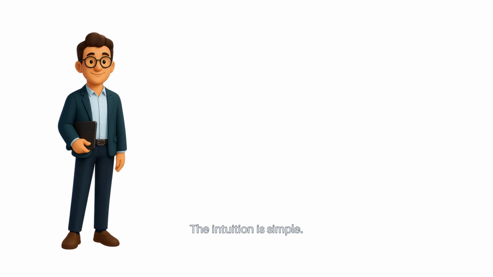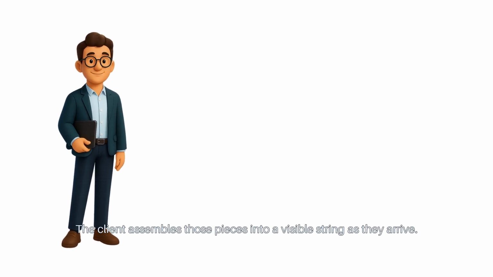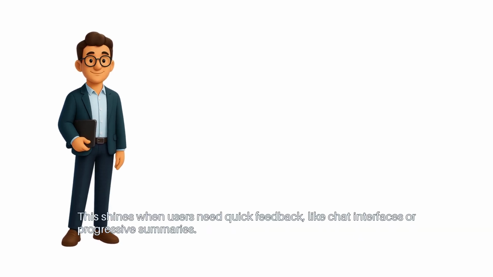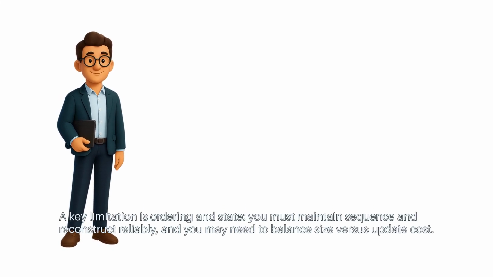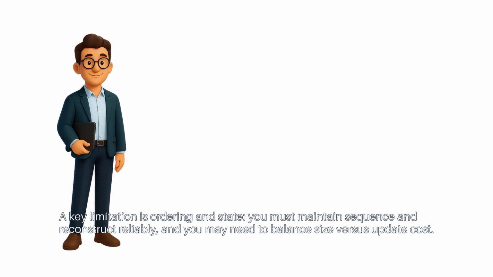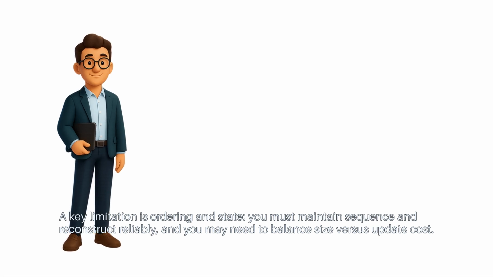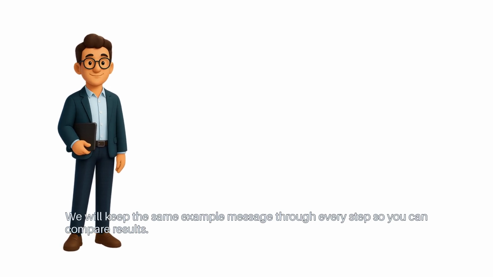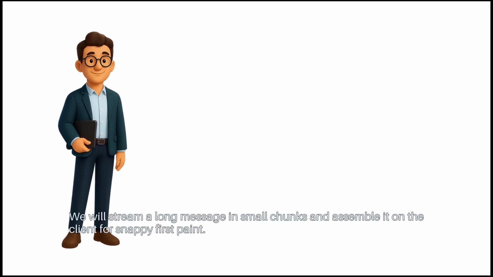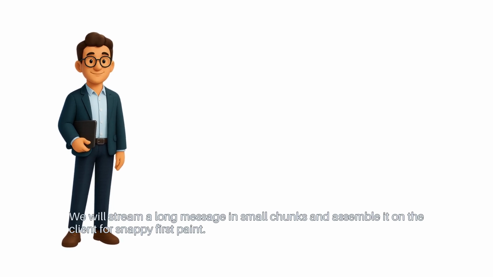The intuition is simple. Let the model or simulator send text as pieces. The client assembles those pieces into a visible string as they arrive. This shines when users need quick feedback, like chat interfaces or progressive summaries. A key limitation is ordering and state. You must maintain sequence and reconstruct reliably. And you may need to balance size versus update cost. We will keep the same example message through every step so you can compare results. We will stream a long message in small chunks and assemble it on the client for snappy first paint.